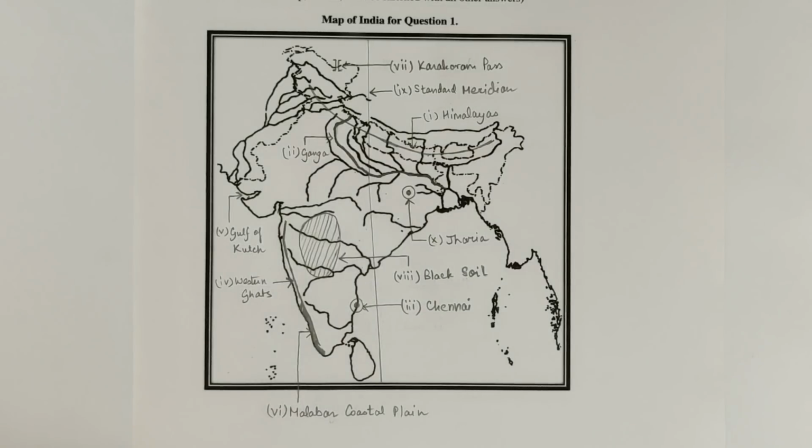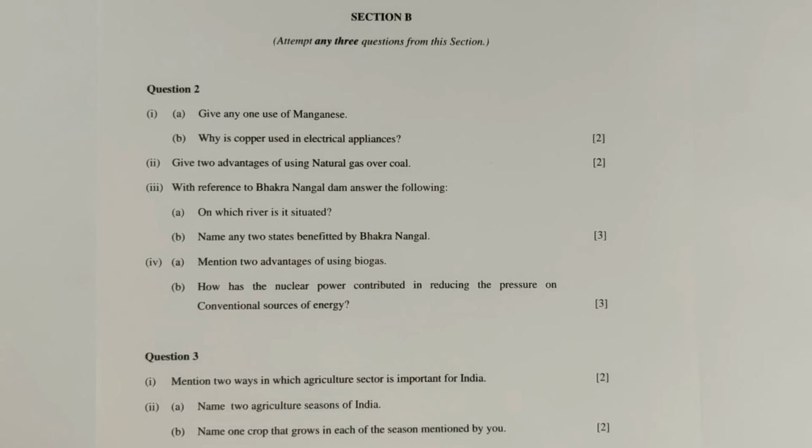Now we will move on to the next question. Section B. Guys, in section B, you will have to attempt any 3 questions out of the 5 questions that you get. We begin with question number 2. Question number 2 is from the chapter Mineral and Energy Resources.